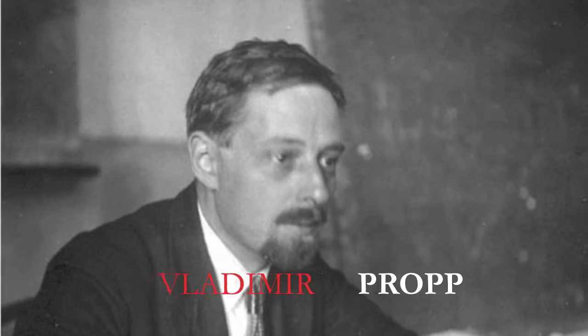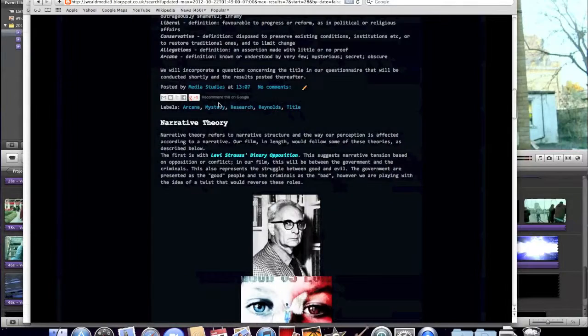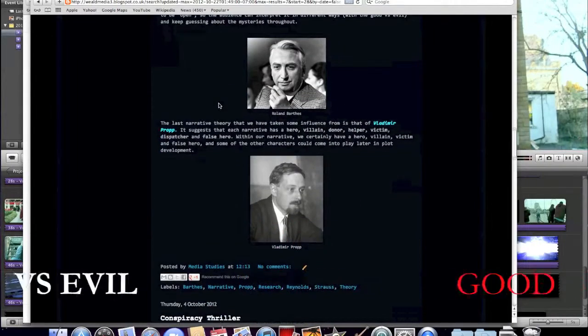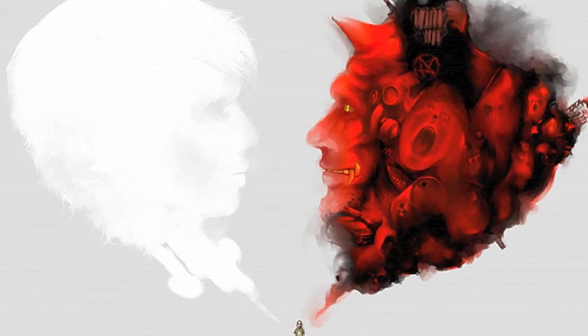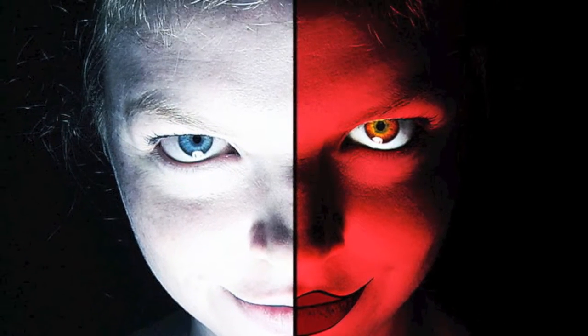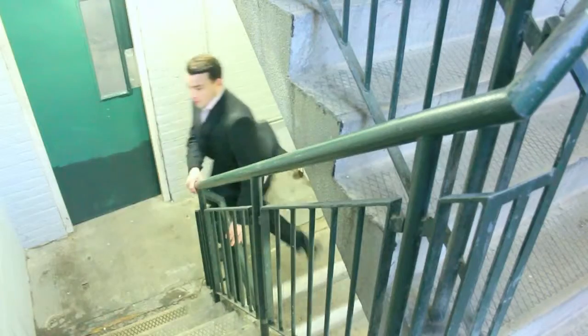We have taken some influence from the theorist Vladimir Propp. Propp suggests every narrative has a set of character conventions. Within our narrative, we certainly have a hero, villain, and victim, and other characters would develop during the film. To demonstrate the idea of good versus evil, which is prominent in a lot of films of the thriller and action genres, we focused on both our protagonist and antagonist throughout the teaser.